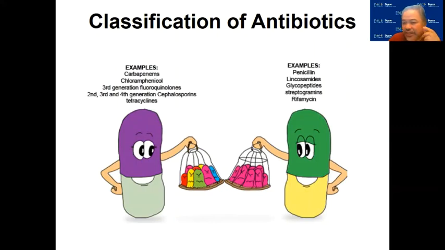Now, there are also antibiotics that are narrow spectrum. These have limited activity and are primarily useful only against particular species of microorganisms. Some of them we could include here are penicillin, lincosamides, glycopeptides, streptogramins, and rifamycin. Now, glycopeptides and bacitracin are only effective against gram-positive bacteria, whereas polymyxins are usually only effective against gram-negative bacteria.